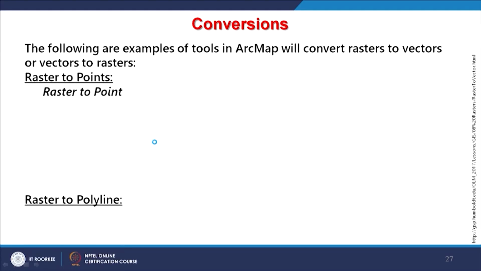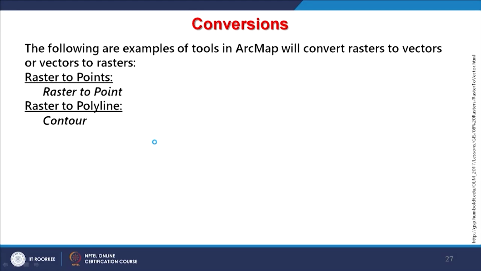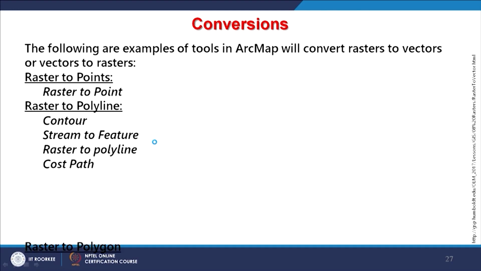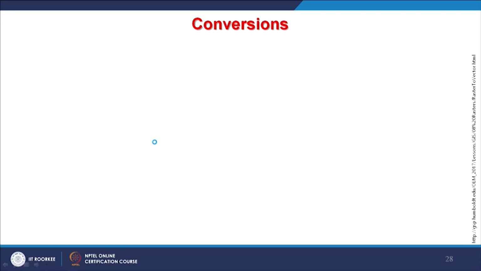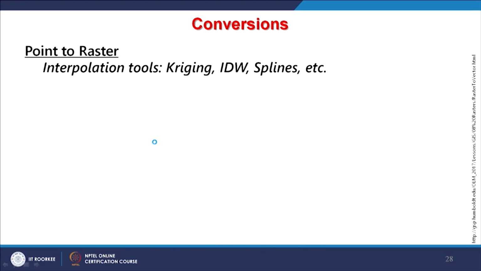So, there are tools available: you can convert raster to polygon, raster to point, contours, streamlines, features. When you have to calculate cost path and other things, then always go for vector. Raster to polygon is also required when we are working on viewshed and watershed analysis. Raster to polygon is also required elsewhere.